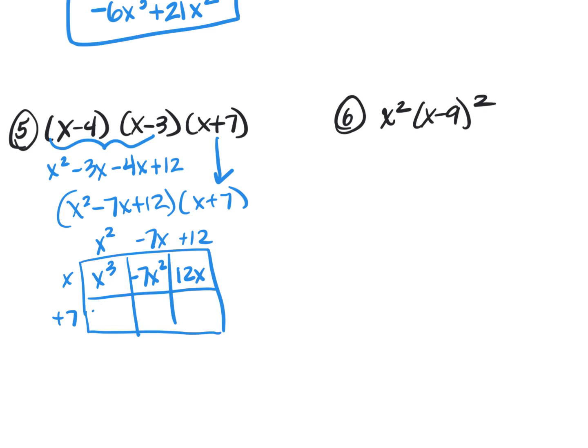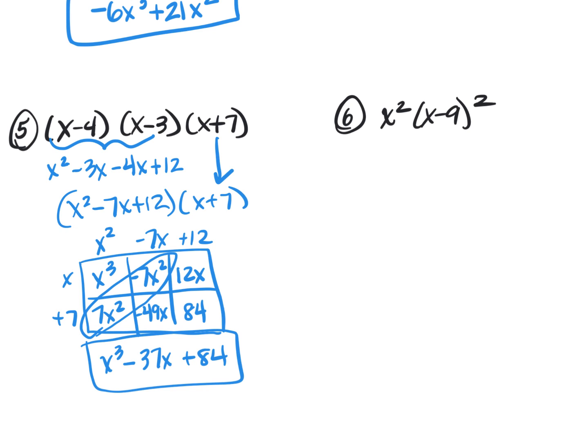Bottom row, 7 times x squared is 7x squared. 7 times negative 7, negative 49x. And 7 times 12 is 84. So let's combine like terms, see what happens. So I'll end up with x cubed. Well, 7x minus 7x is 0. Negative 49 plus 12 gives me negative 37x plus 84. And there's my answer.